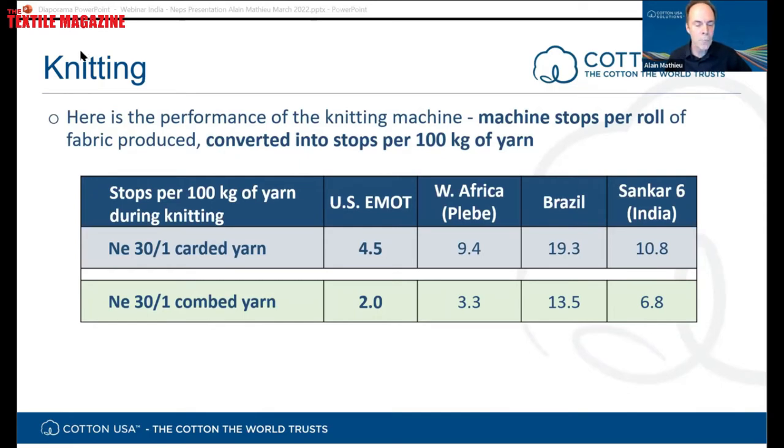The consultants monitored the performance of the knitting machine in terms of machine stops per roll of fabric, which was converted into stops per 100 kilograms of yarn. Expectedly, the breaks are lower for comb yarns for the four cotton types. And the results demonstrate, once again, the good performance of US cotton.